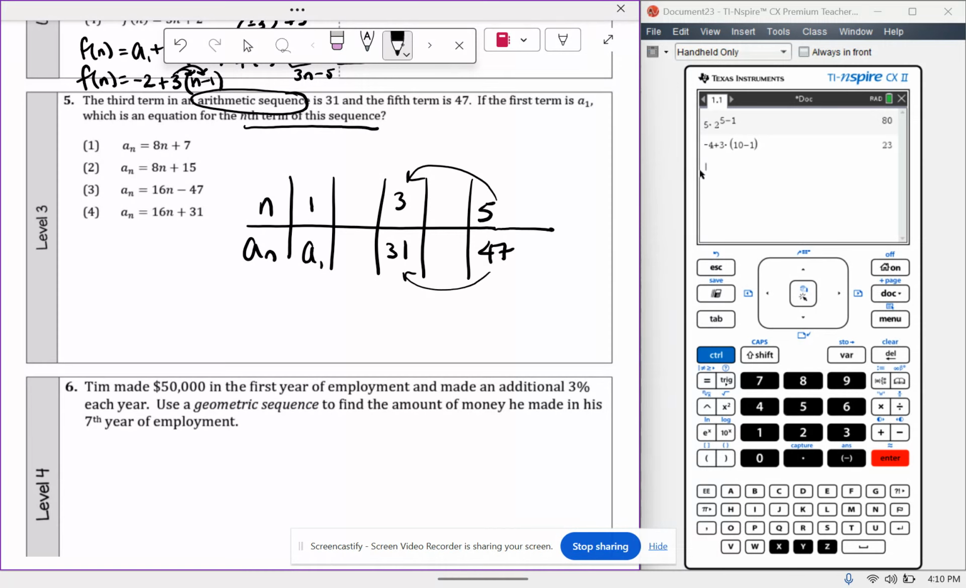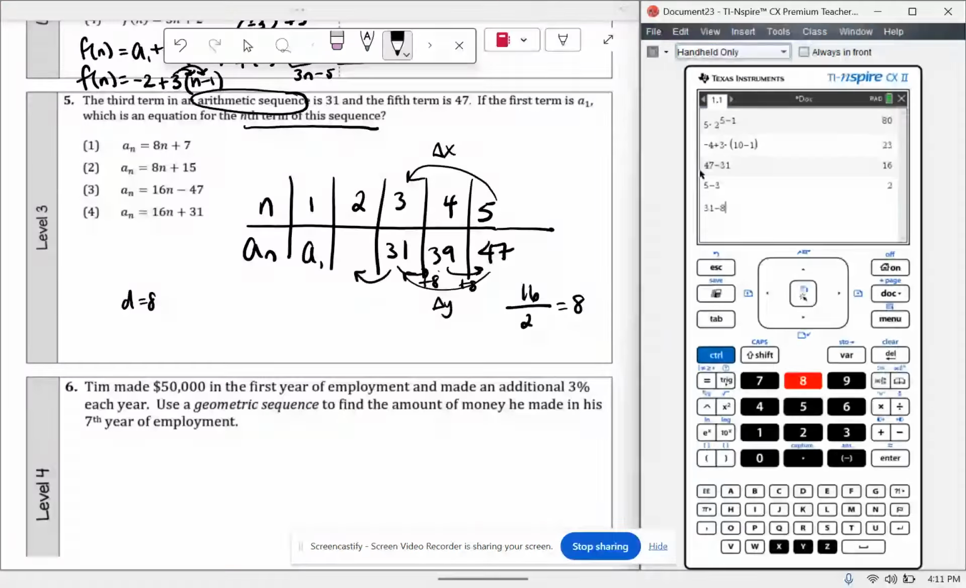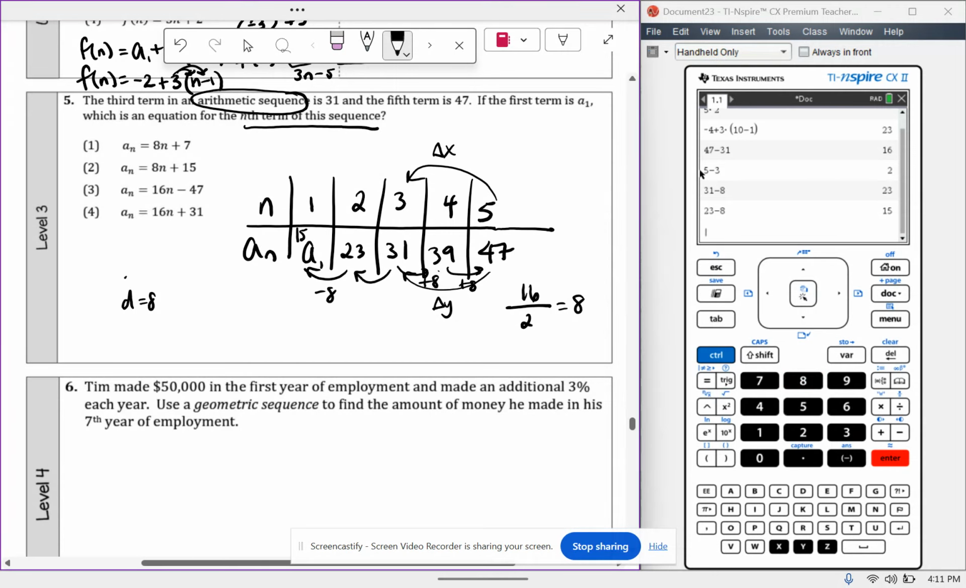So it's going to be the change in y, and that's going to be 47 minus 31, which is 16, over the change in the x's, or the term numbers, 5 minus 3, so that's going to be 2. So the common difference is going to be 8. We've got to figure out what the first term is then. So if I add 8 to get here, 39 plus 8, yep, that works. And then to get backwards, to get to the second term, I'm going to have to do 31 minus 8, and that's going to give me 23, and then minus 8 more. It's going to give me 15. Okay, so a sub 1 is 15.